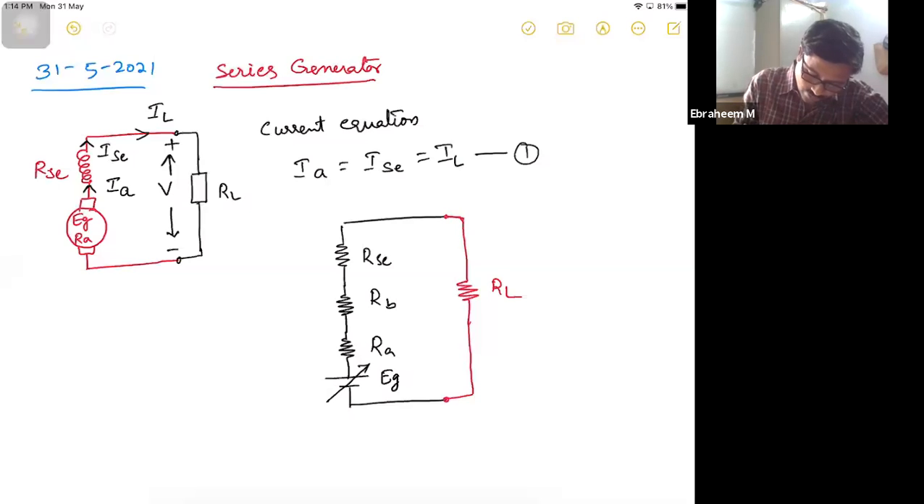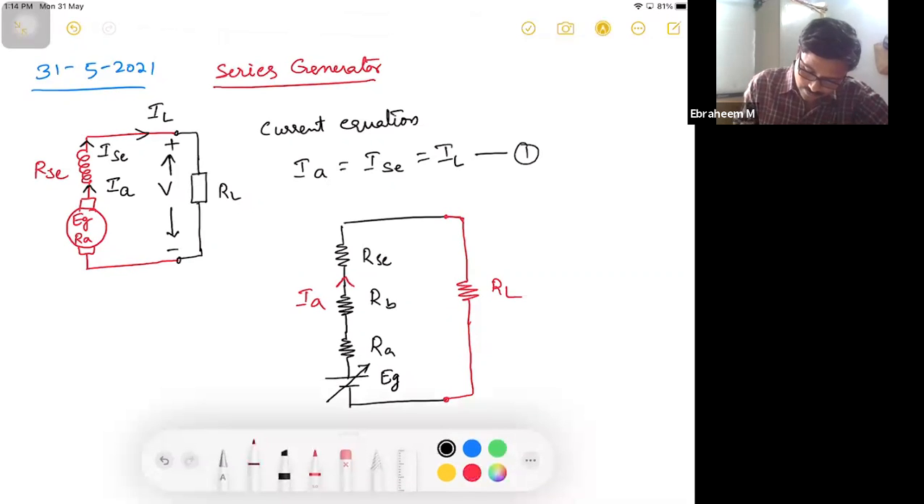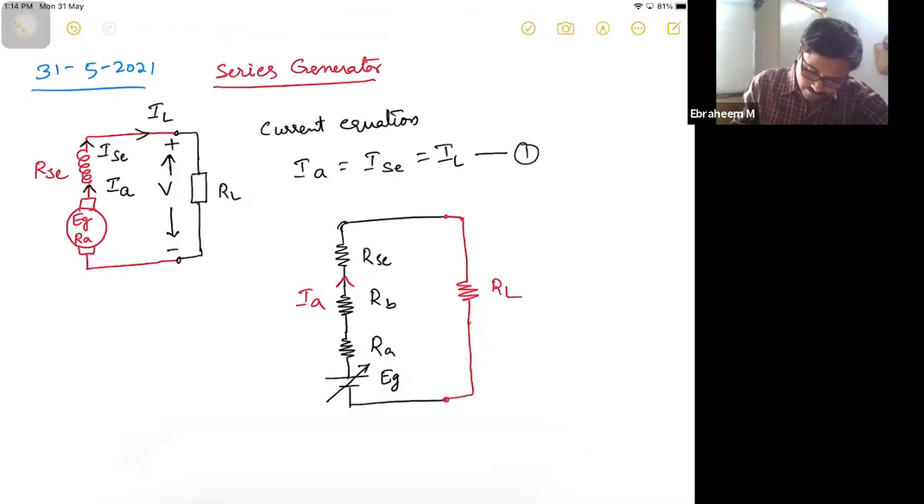So whatever current flows out of the armature, that is armature current. The same current flows through the series field, and the same current flows through the load.